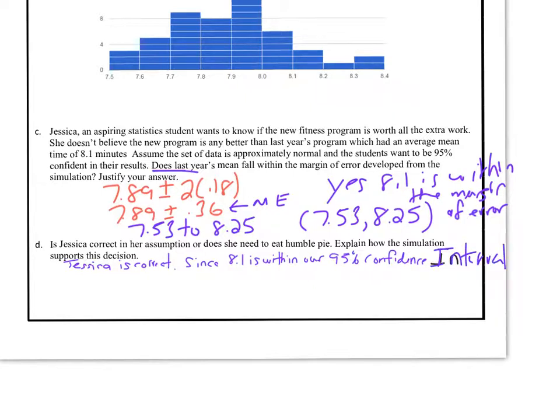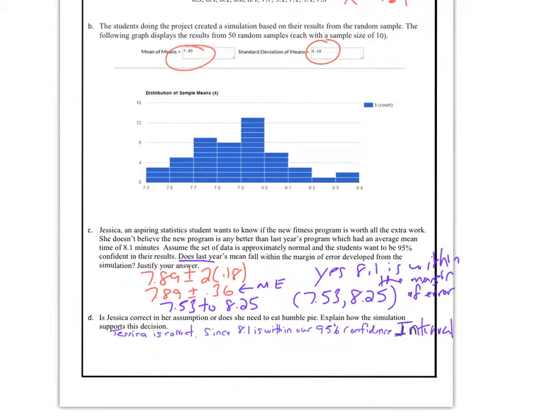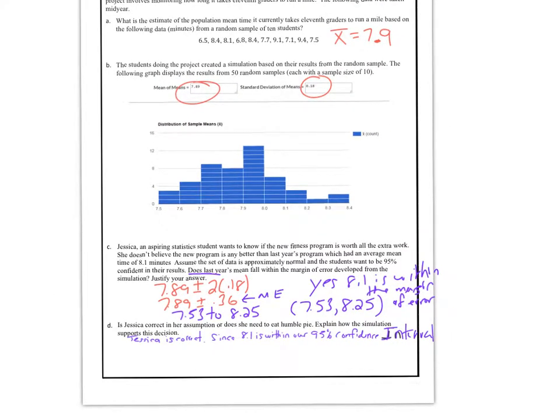So what are we really saying when it's inside the 95% confidence interval? Let's go back to the problem just so we can make sure we understand it. So we did our sample. We wanted to see what we would get when we sampled those 10 people. And we found our sample to be 7.9.